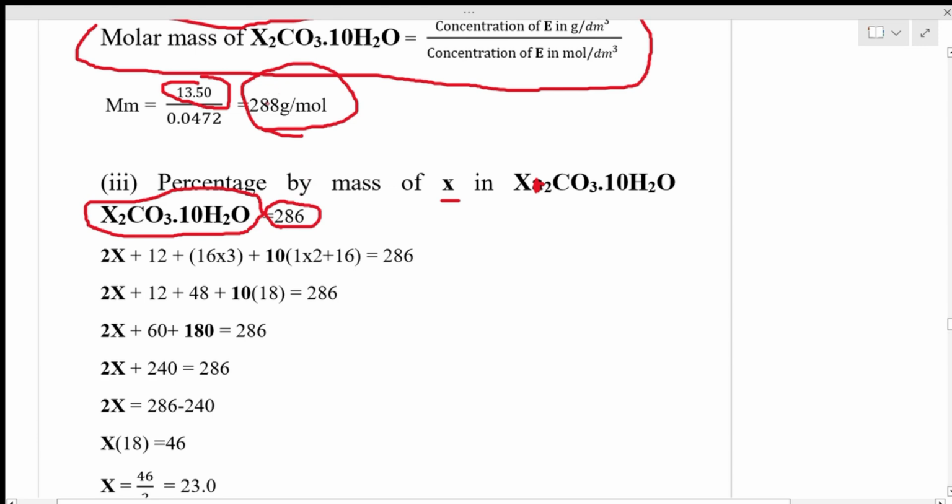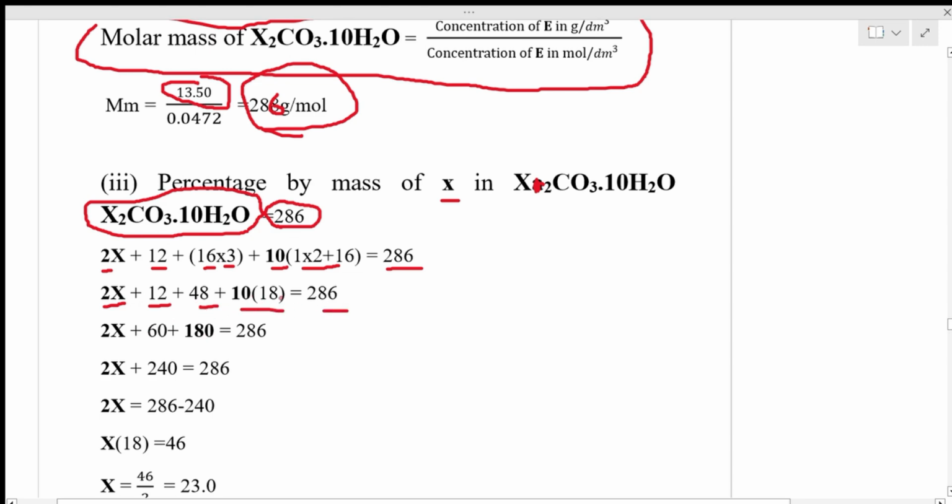286. This should be 6. Right, 286. We have 2x, plus 12 for carbon, plus 16 times 3 for oxygen, and 10 molecules of water. Then everything gives us this 286. So this plus this plus this plus this plus this equals this.